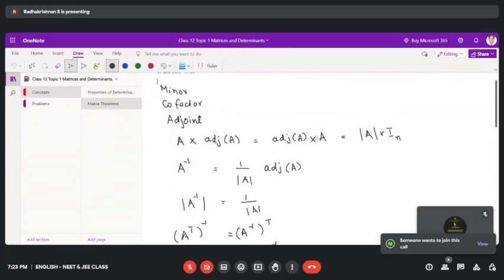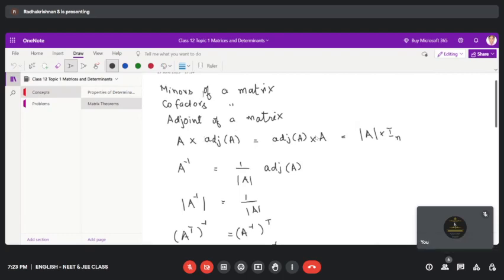So we must know what is a minor, cofactor, and adjoint. These are the basic components of a matrix. The minor is a matrix formed by removing a particular row and a column. If you take a_ij, you remove that ith row and jth column, and whatever remains is the minor of that particular element.